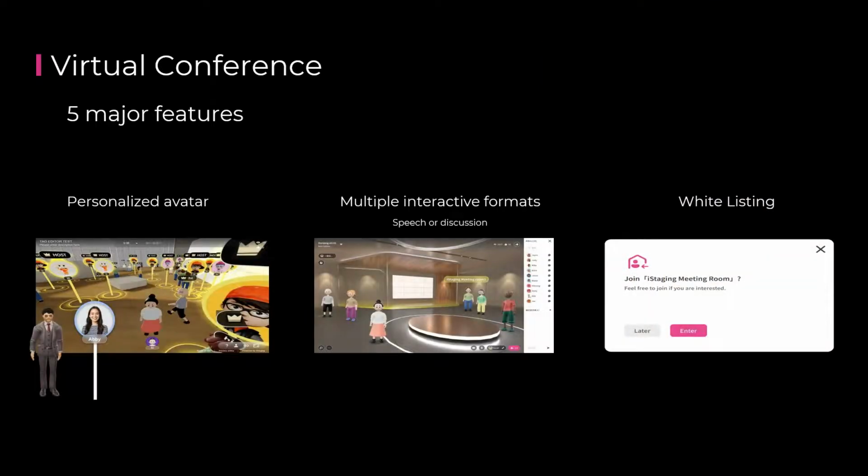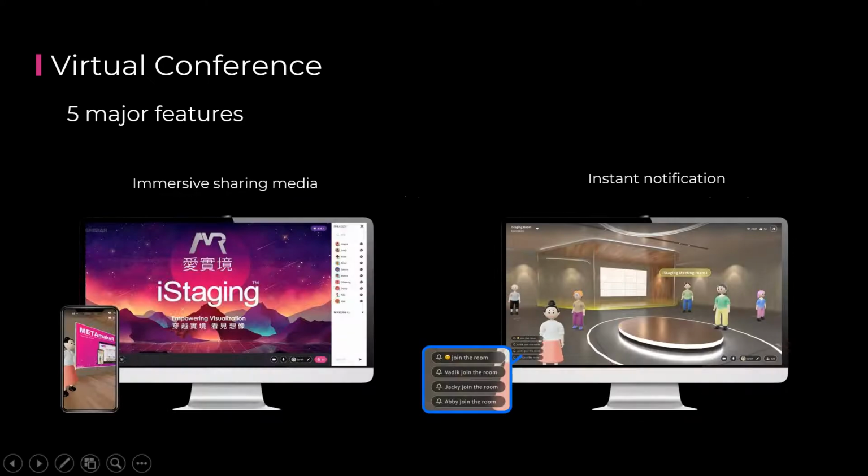Then we have some major features. First is the personal avatar. So basically, as I said, you can select either an avatar, or you can have a headshot. So you can just select your photo and drop your photo and basically join the experience. The second one is the multi interactive format. So you can share documentation at the same time. You can apply whitelisting in your showroom.